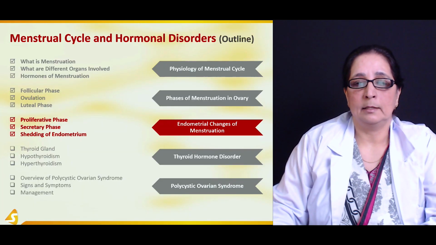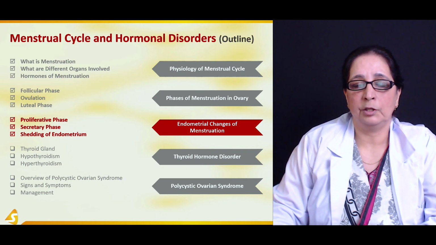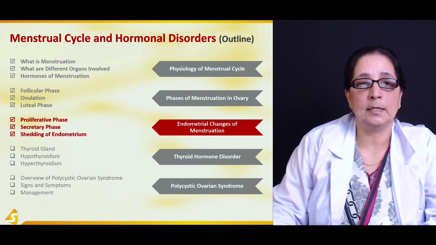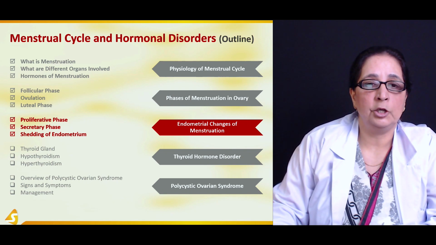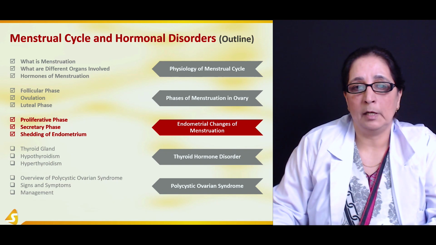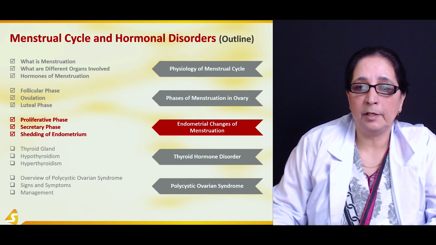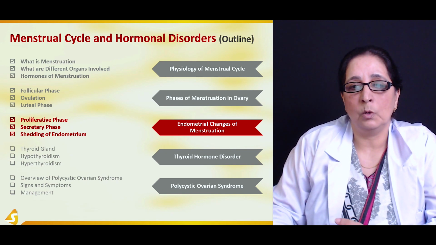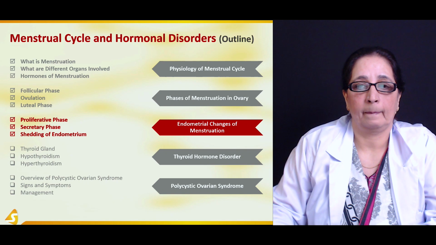So in the third section of our lecture, we talked about the changes that take place in the endometrial layer of the uterus, which are the proliferative phase, the secretory phase, and then the shedding of the endometrium.